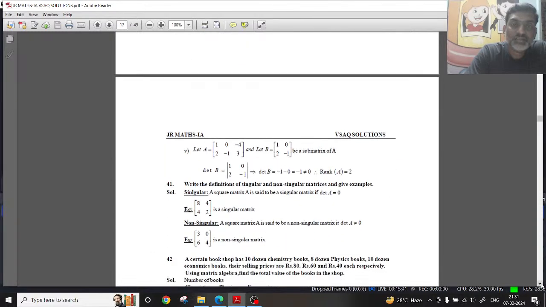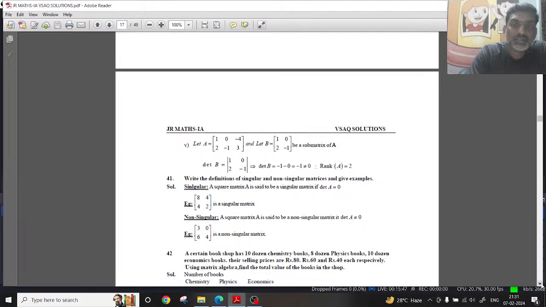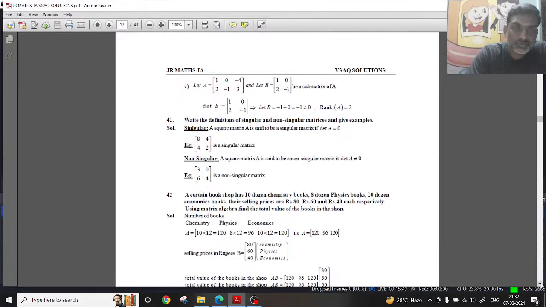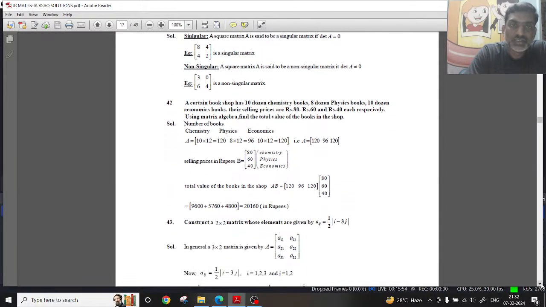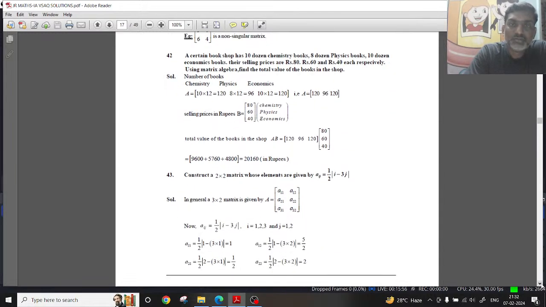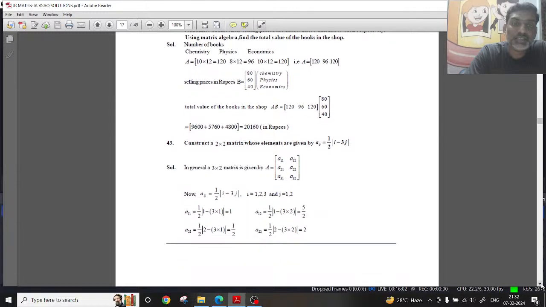And question number 5, here also it is not a square matrix, so let us take a square submatrix and find its determinant. It is not equal to 0, then the rank of the matrix is 2. And 41, these definitions are important, singular and non-singular. 42, word problem. We have to write the word problem in the form of a matrix and calculate. This is also important for the exam.